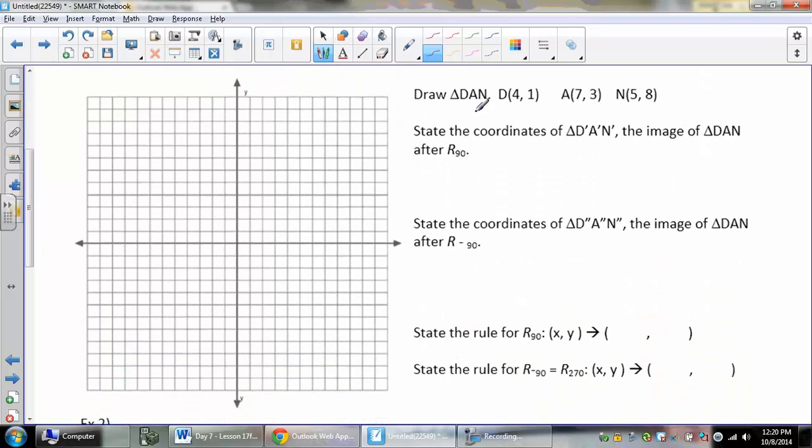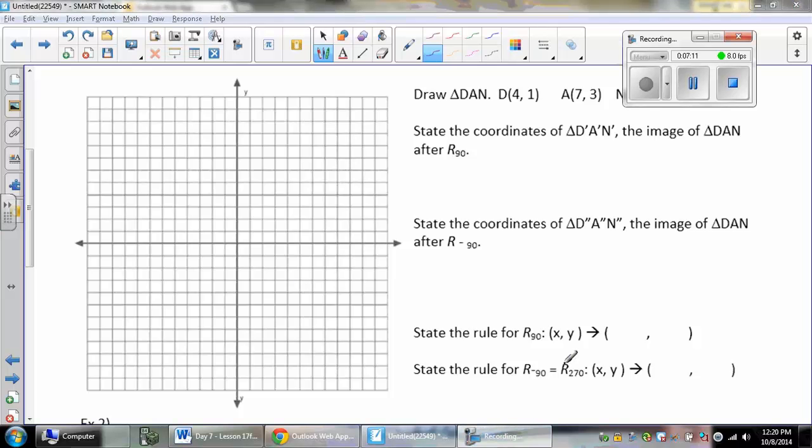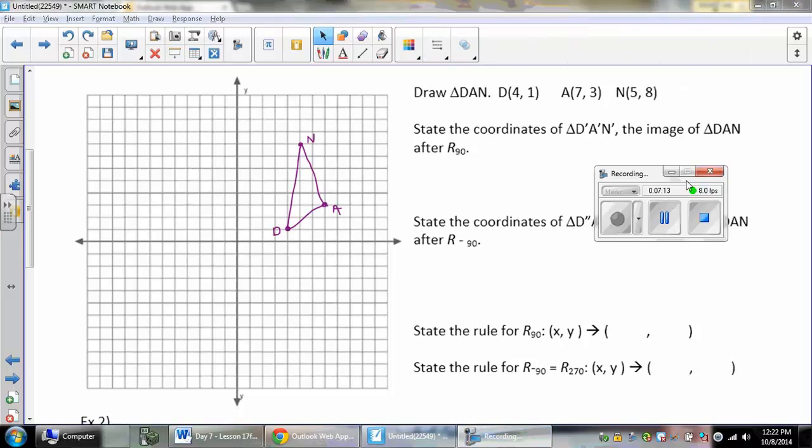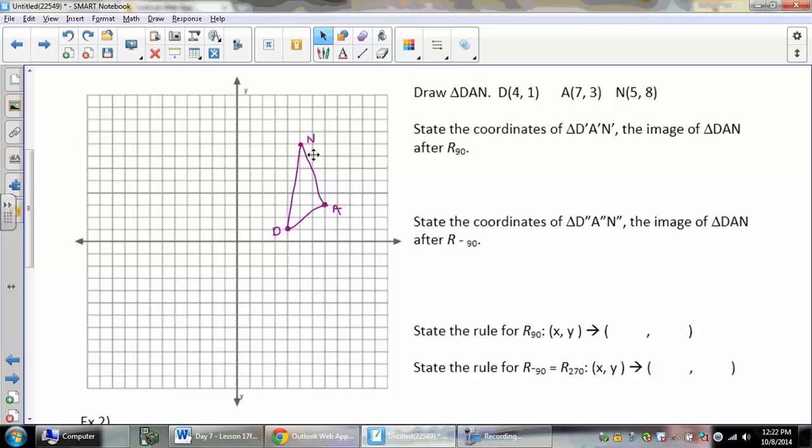So the first thing we're going to do is draw Dan, 417358. So you draw Dan, I'll draw Dan, and then you can hit play. All right, welcome back. Here's Dan.